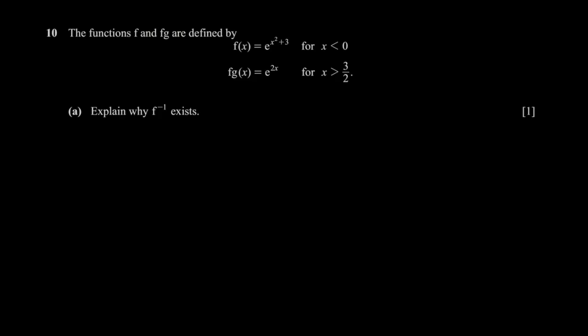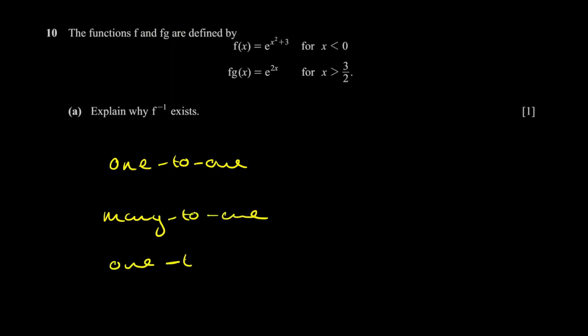Okay, so I'm going to try to do this one a little bit quicker here. Essentially, the answer to this is understanding the distinction between one-to-one, many-to-one, and one-to-many mappings. These define the relationship between the number of inputs and the number of outputs. One-to-one means 1 input corresponds to 1 output. Many-to-one means many inputs correspond to 1 output. And one-to-many means 1 input gives you many outputs.